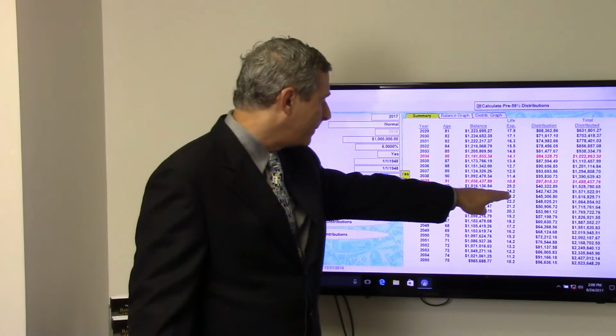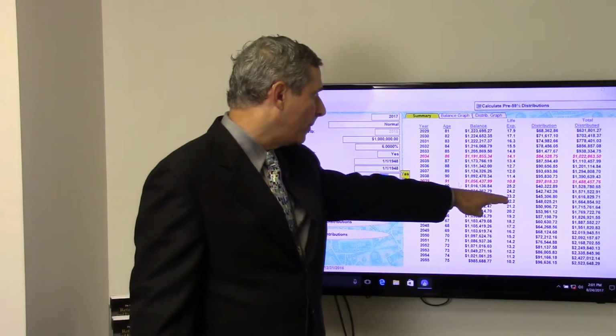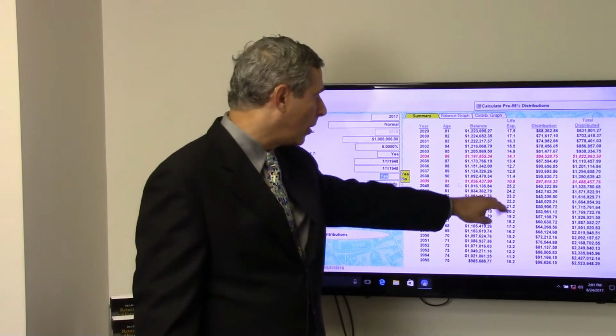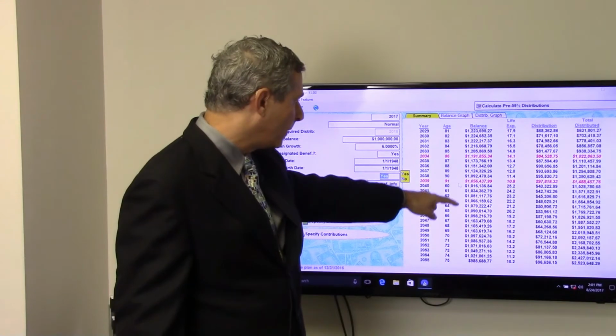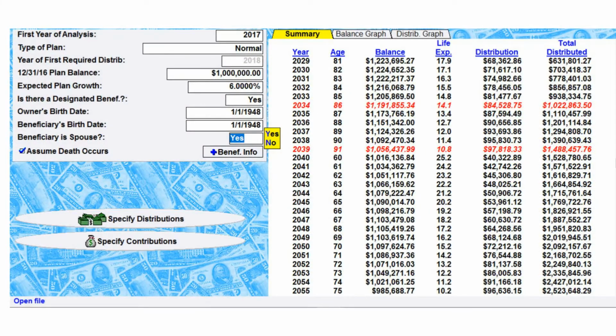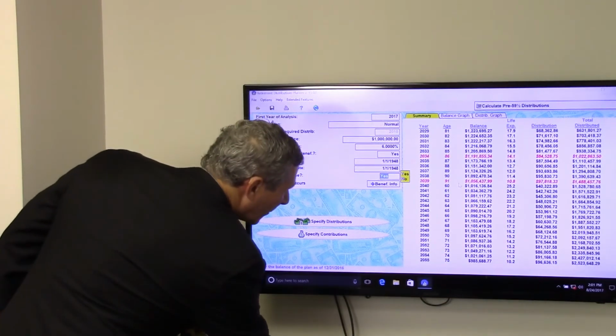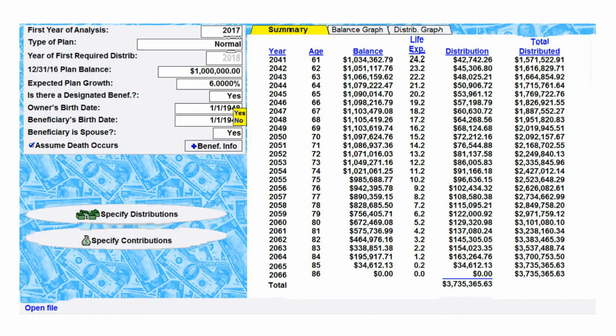Next year, same deal, except the minimum distribution is a little bit higher because the divisor is lower. Now, by the way, you'll notice that notwithstanding the fact that they're taking out distributions, the inherited IRA continues to grow. So these are all the annual distributions that are coming out of the IRA, and that pattern continues for the life expectancy of the beneficiary, which in this case is age 86.